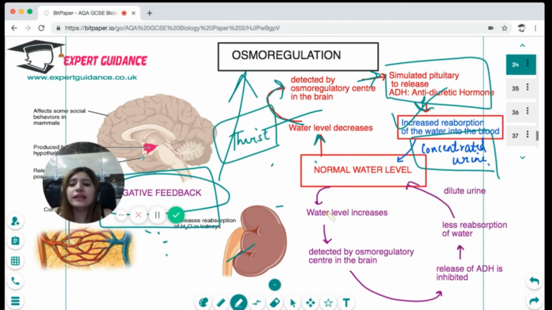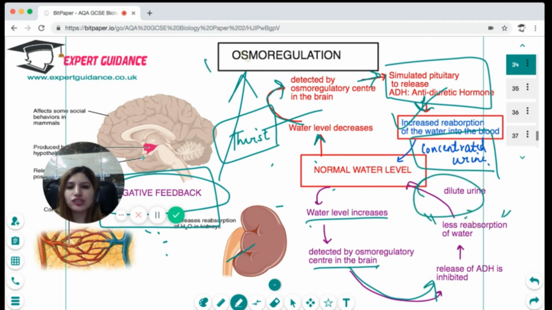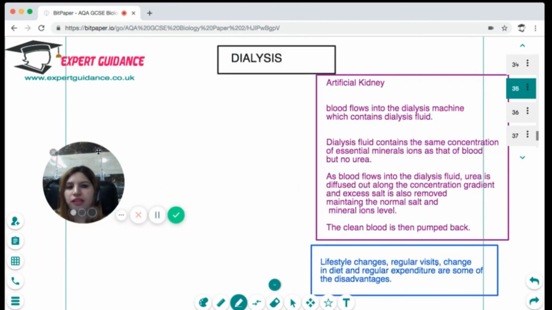On the other hand, when the water level increases, it is also detected by the osmoregulatory centers in the brain. The release of ADH in this case is inhibited by the negative feedback. So there's less reabsorption of water, and more dilute urine is passed. So you should know how this mechanism of osmoregulation works.